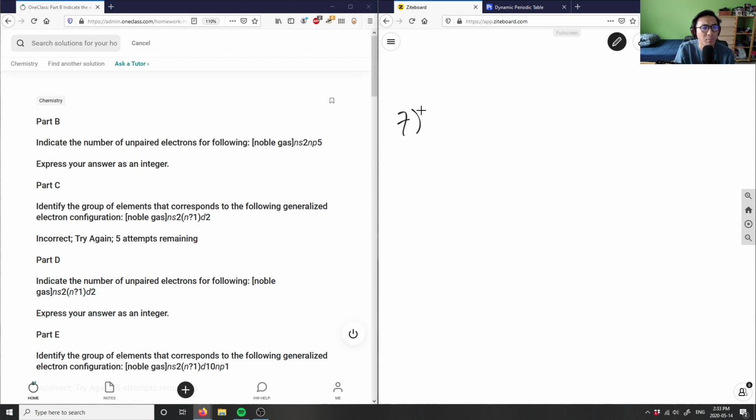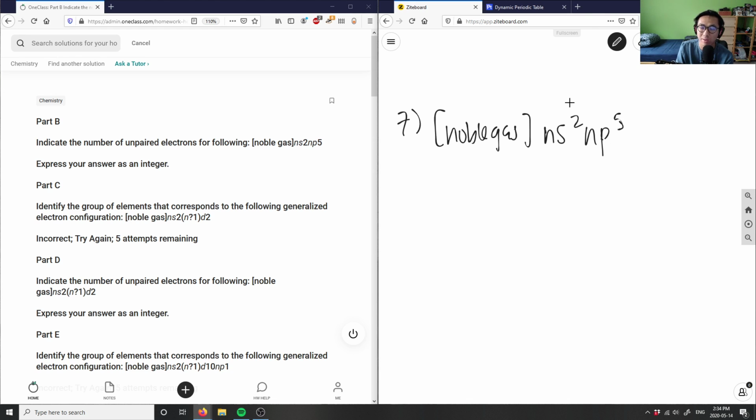It says part B, indicate the number of unpaired electrons for the following. It says noble gas, and then ns2 np5. Express your number as an integer. So I have some type of noble gas, and this is the condensed electron configuration. And it says ns2 and np5 here, and it's asking us what is the number of unpaired electrons.